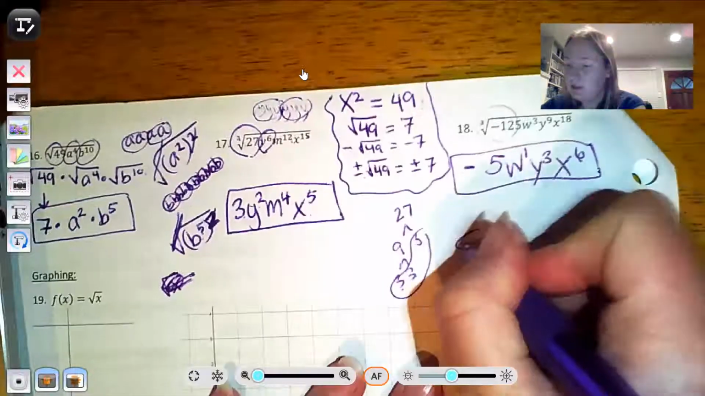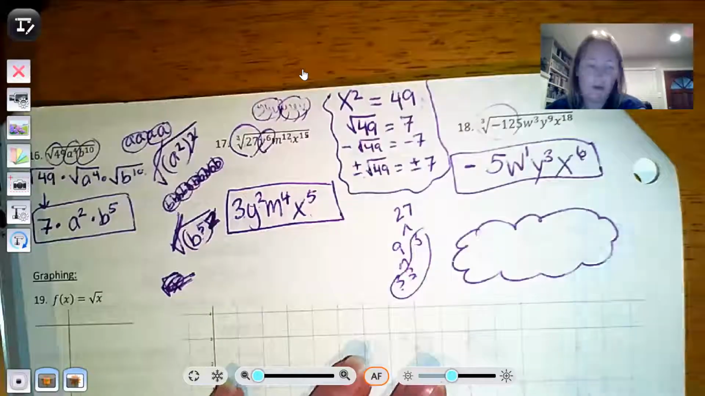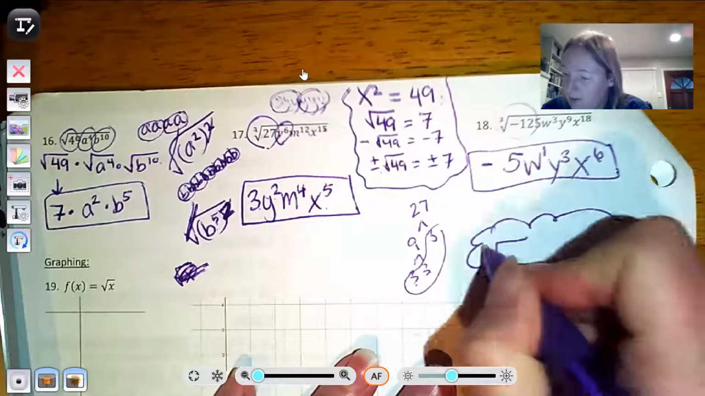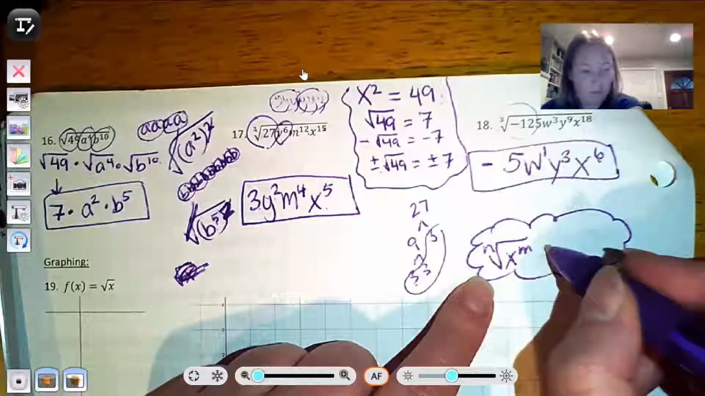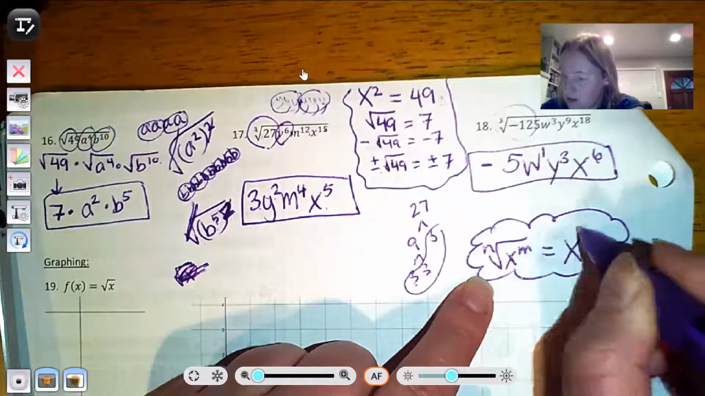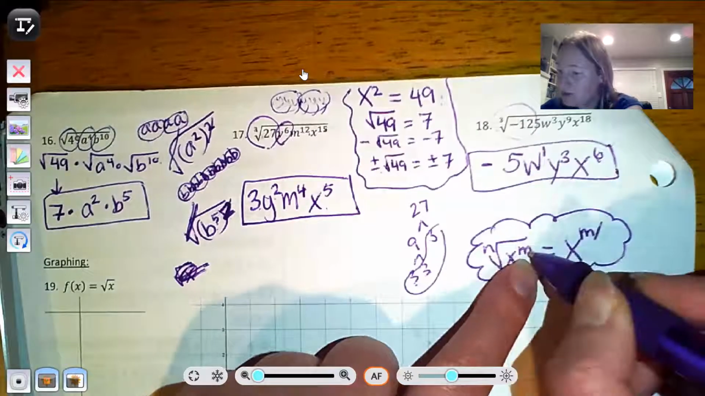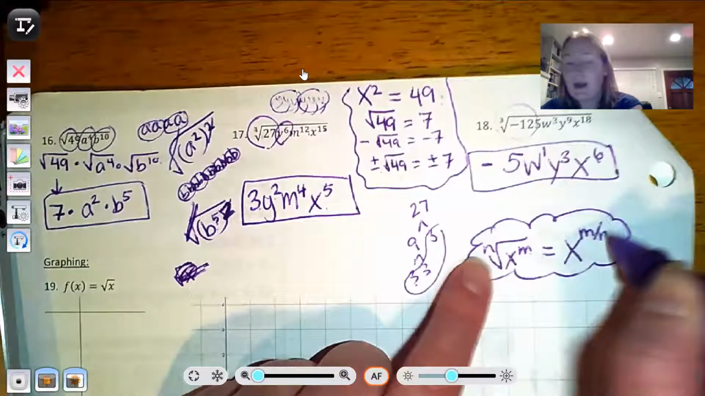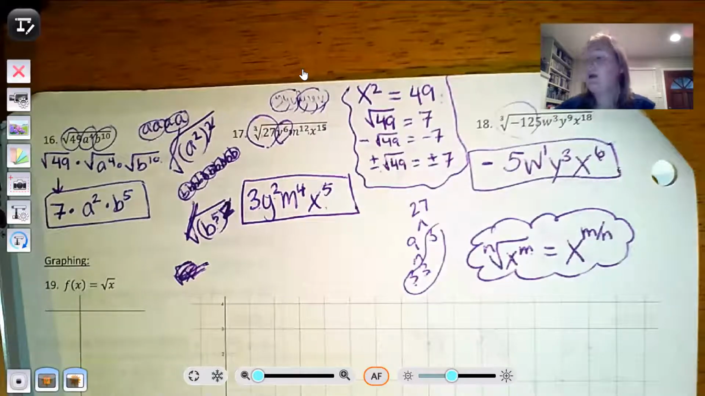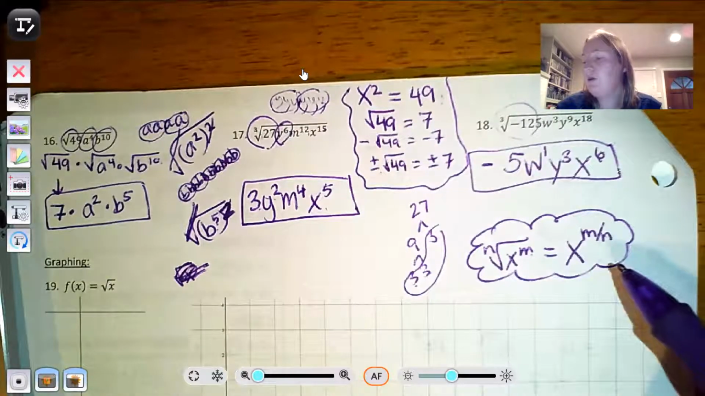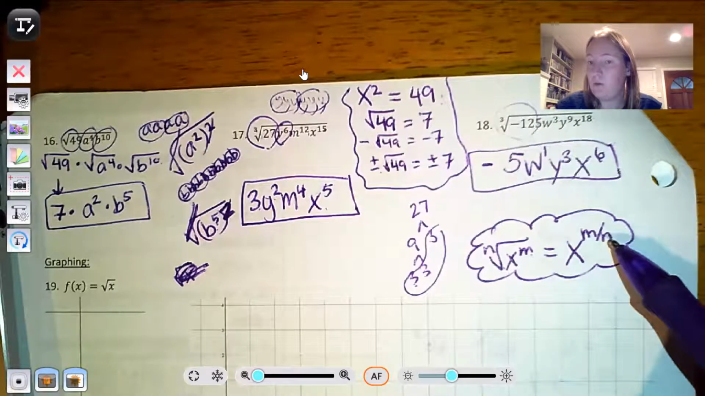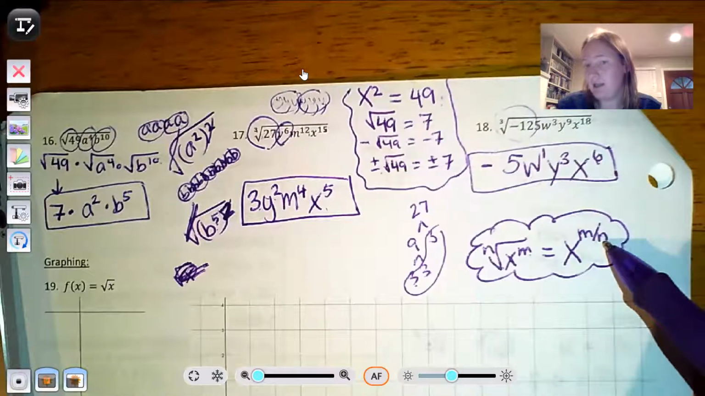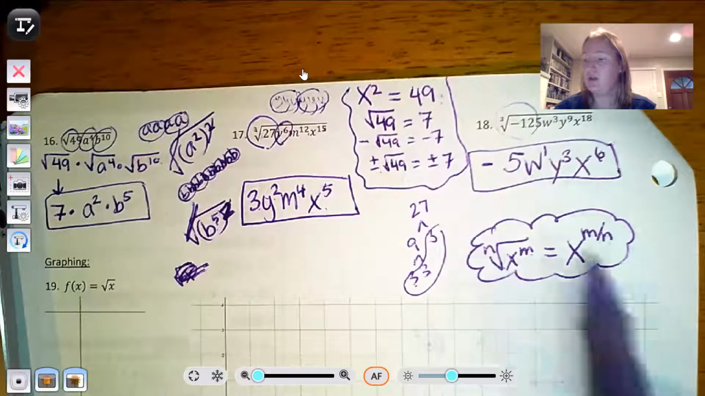So here is a little note. If you have a power with a root, we can just take the exponent and divide it by the index. That actually is a rule we're going to use later in chapter 7, where we can convert between a radical and a rational exponent, meaning a fraction as an exponent. And you can go either direction.